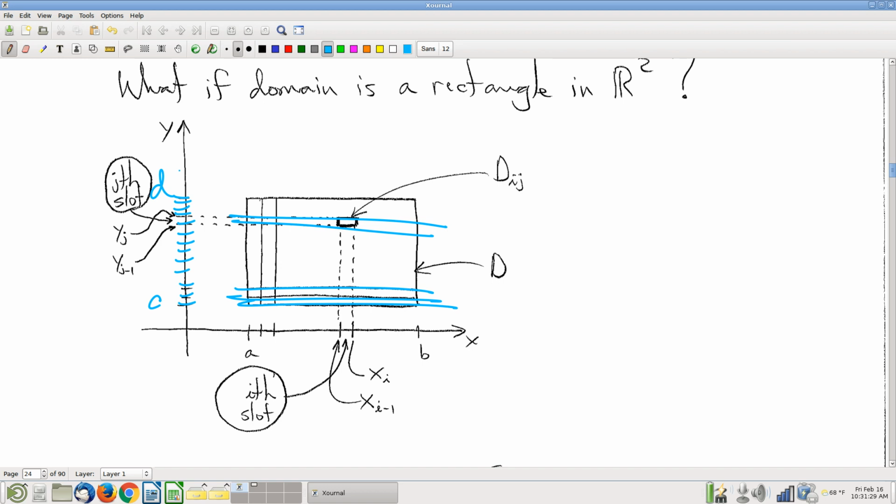Yeah. And you could give these endpoints names. You don't want to use the same subscript. We use i for a subscript telling you where you are. Which of these slots are you in? Right? i goes from 1 to n.